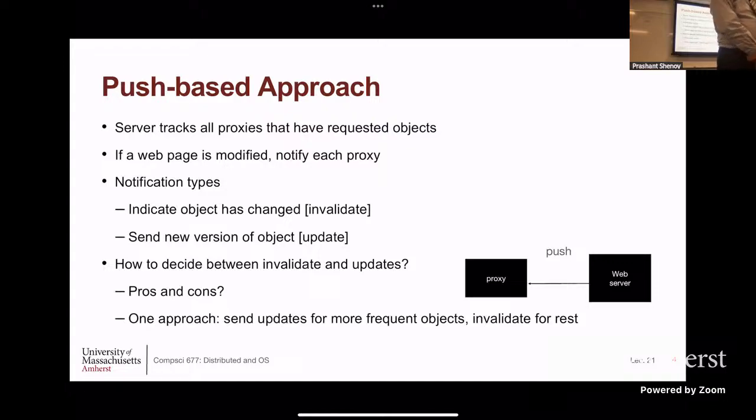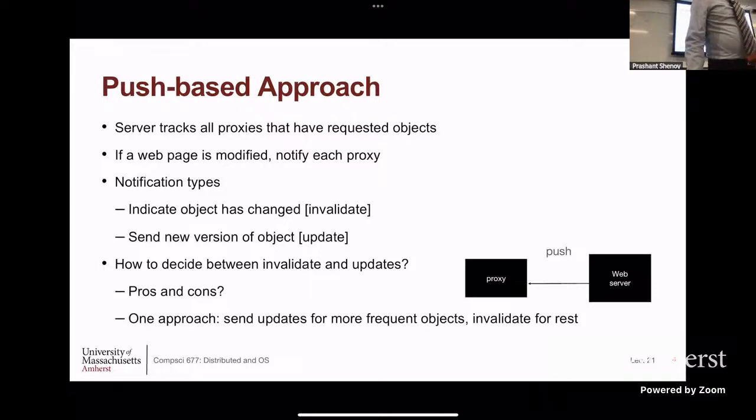On the other hand, if the URL that has changed is not very popular, it's infrequently accessed by the user, there is no reason you want to send an update, because what if nobody accesses it afterwards? You paid all this extra cost of sending this page, but nobody accesses it because it's infrequently accessed. So in that case, you're better off just sending an invalidate so that the object is removed from the cache, there's no stale version. And if somebody accesses that page subsequently, it's going to be a cache miss and the proxy is going to request it anyway.